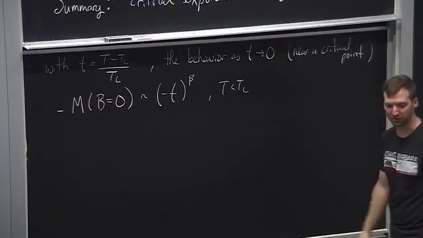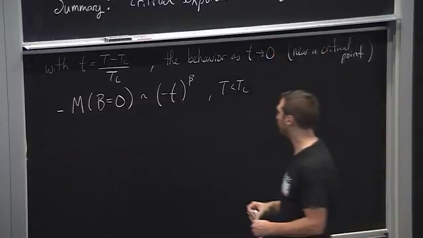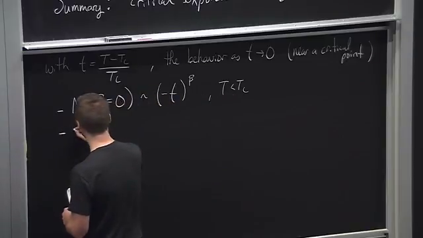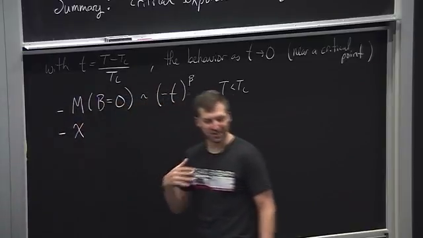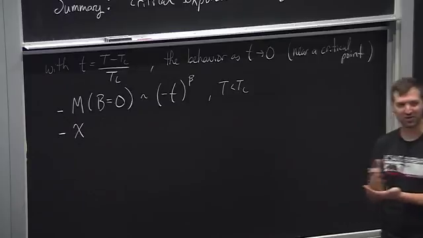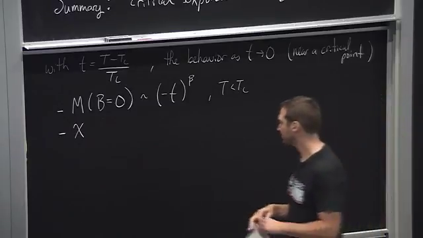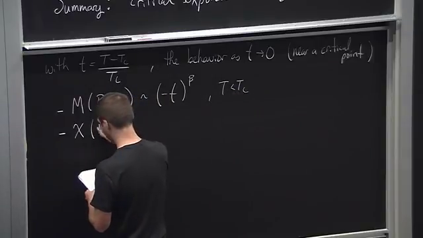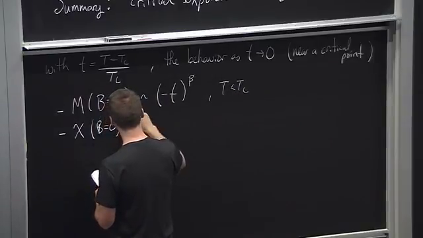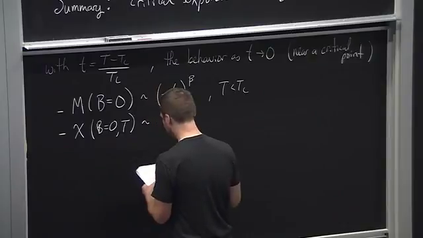Okay, so that's a simple one. That's the order parameter. Beta is the order parameter exponent. The susceptibility, which is the fluctuation in some sense, it's the response of the order parameter at zero field and finite temperature.